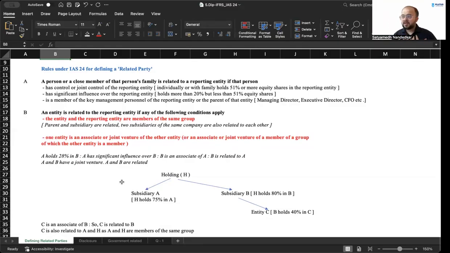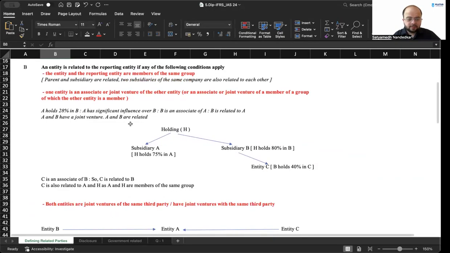I am the investor. There is another company in which I hold 30% shares. That entity is my related party. If Satyamed Limited and Sumedha Limited create a joint venture, then both of us are related parties of each other and the joint venture is also related to us.